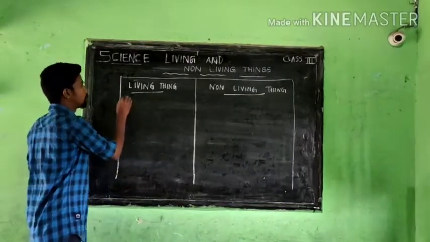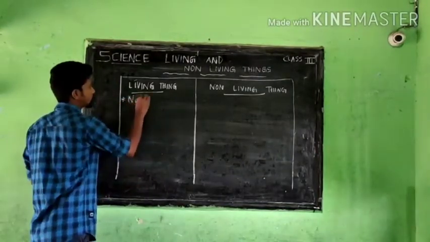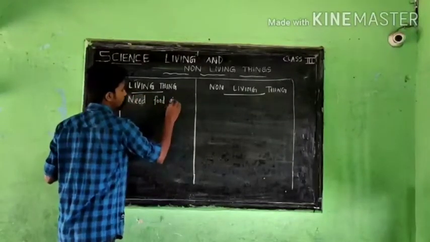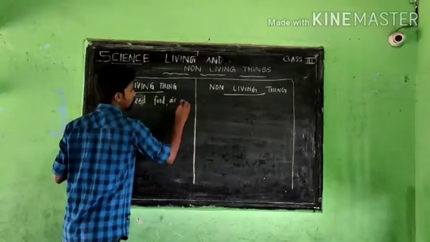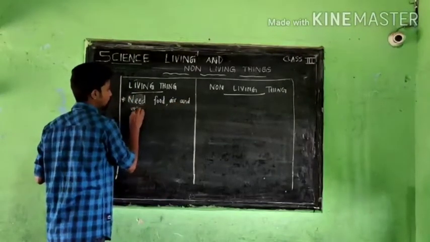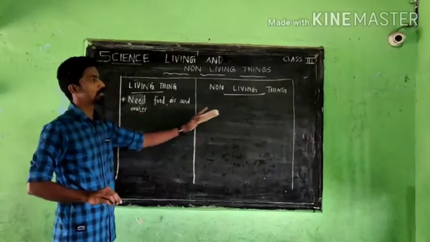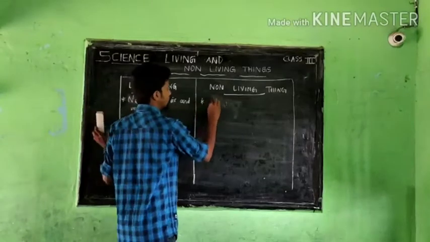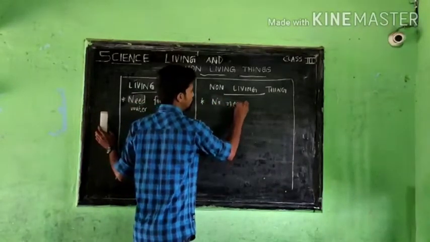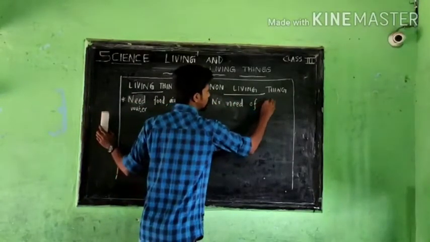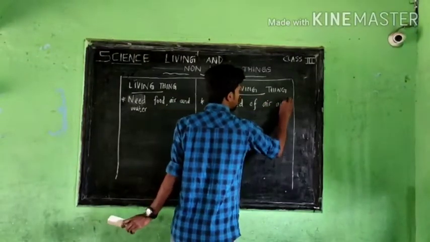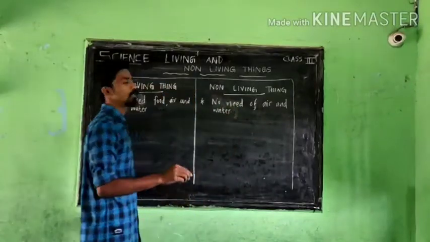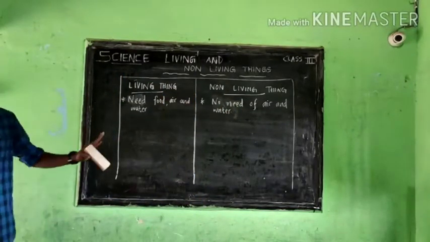First one, a living thing needs food, air, and water. A non-living thing, the direct opposite will come. What will we write? No need of food, air and water. So that is the first differentiation.